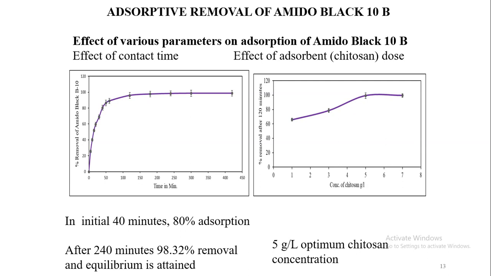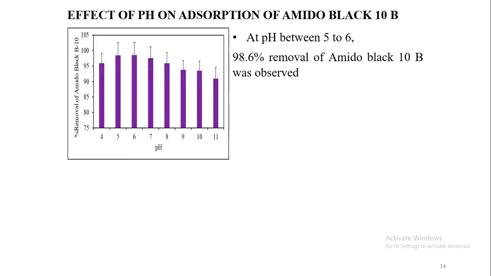When the dose of chitosan was studied in the adsorption study, it was observed that 5 gram per liter is the optimum chitosan concentration for adsorption. Then the effect of pH on adsorption of amido-black 10B was studied, from pH 4 to 11. It is observed that between pH 5 to 6, 98.6% of amido-black 10B was removed.